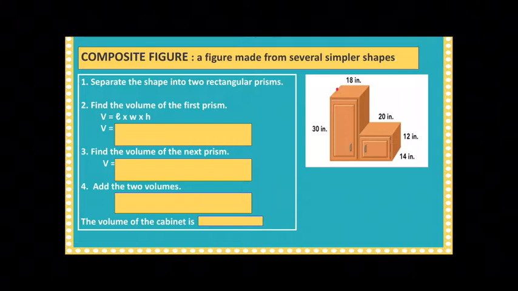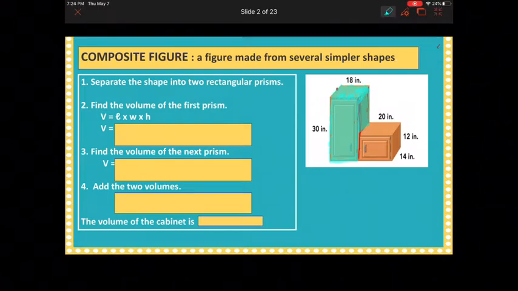So look at our cabinets. Can you tell kind of how you are going to separate them into 2 rectangular prisms? You can see that there's 2 of them. So step number 1 says separate the shape into 2 rectangular prisms. Check, we've done that. Step number 2, right here.